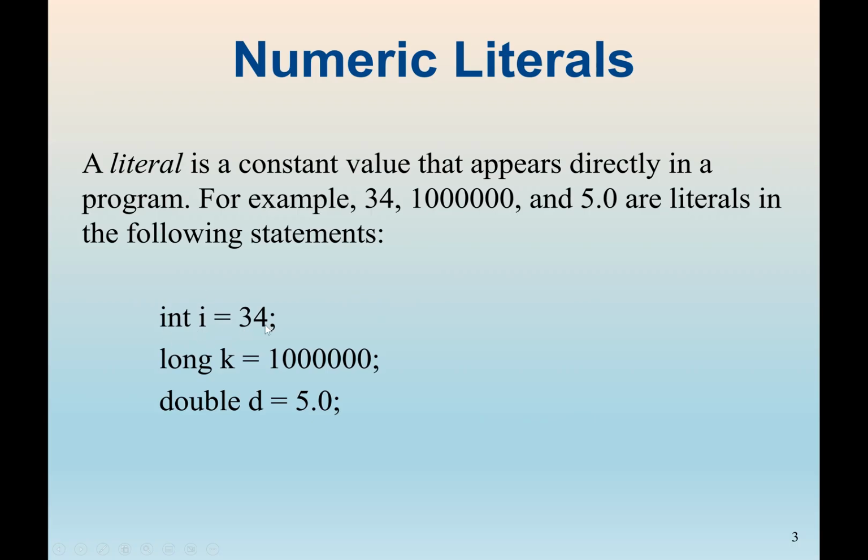So here we have int I equal to 34, which means we are assigning 34 to a variable named I. The data type should be int, which means we can only store a whole number. Same thing applies to long. Long also is a whole number, but long can take larger values than int. Then we also have double. Double is a decimal number. So here we can see that when we declare a variable named b, the data type is double. Instead of assigning 5, we assign 5.0 because b can only take decimal values.